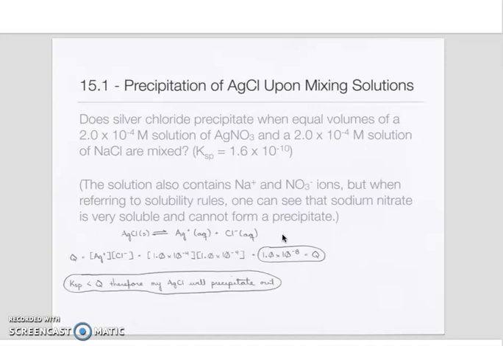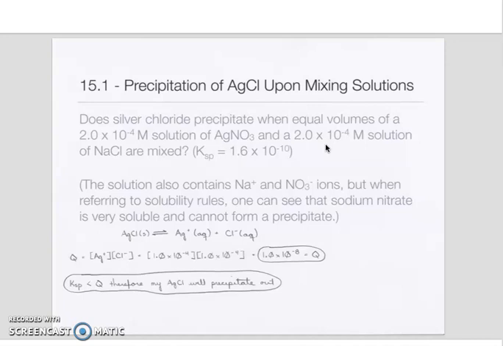It'll stay in solution. So my reaction quotient says that it is equal to the concentration of my silver ion times my chloride ion, and I have to find their concentrations in the problem. It tells me that the concentration of my silver nitrate is 2 times 10 to the negative 4 molar. That's just for my silver ion. And for my sodium chloride, or my chloride ion, it's also 2 times 10 to the negative 4 molar. What I'm going to do is divide each of those values in half.